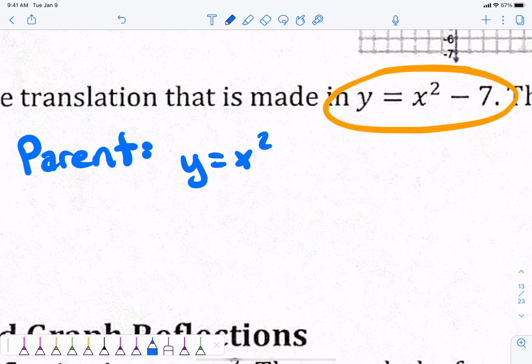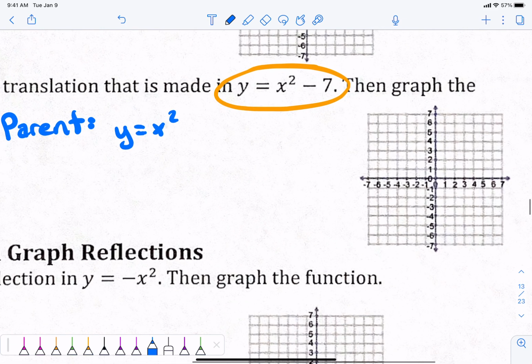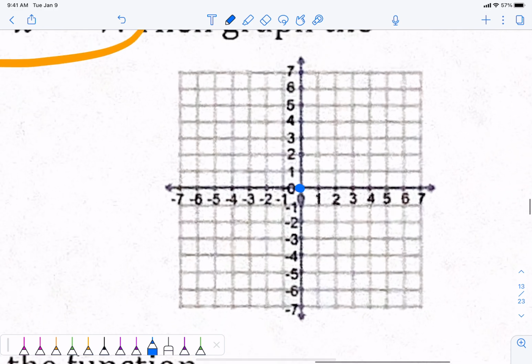Okay, and then from there, let's graph y equals x squared. Now, y equals x squared is a parabola. It starts at 0, 0, but let's be more specific about this. If we go over to 1, 1 squared is 1, so we're at 1, 1. 2 squared is 4, so we go over 2, up 4. 3 squared is 9, so we go over 3, up 9. And we do the same thing to the other side: negative 1, 1, negative 2, 4, negative 3, 9, etc.